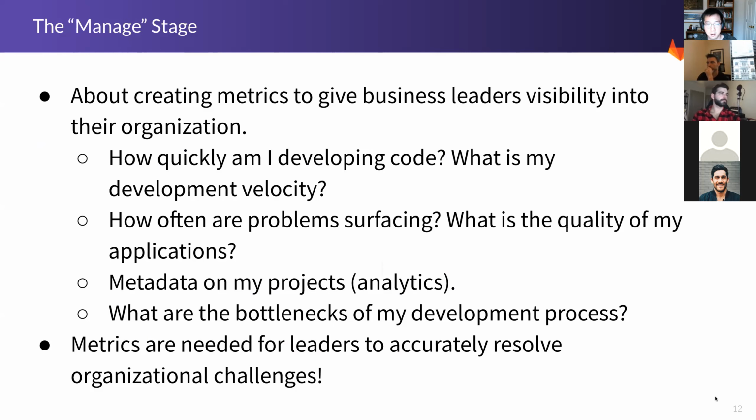Well, how good? Other questions that we answer are: how often are problems surfacing? What is the quality of my applications? Is the quality good? There needs to be some sort of metric for that. How does it improve in time? Is it 20% better? Is it 50% better? We give you metrics for this. Other things are metadata on our projects. This helps with hiring and things like that. And ultimately, what are the bottlenecks in my development process?